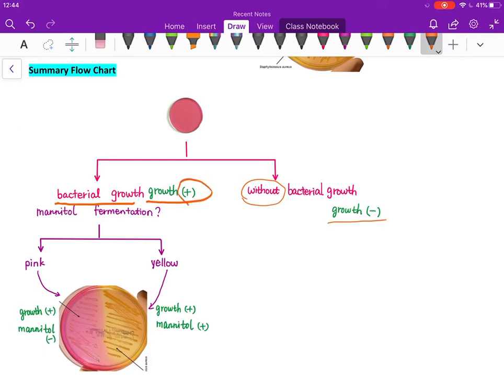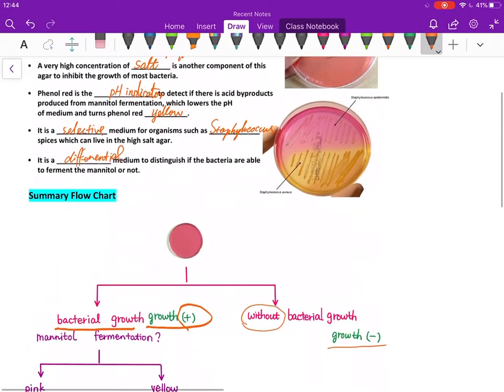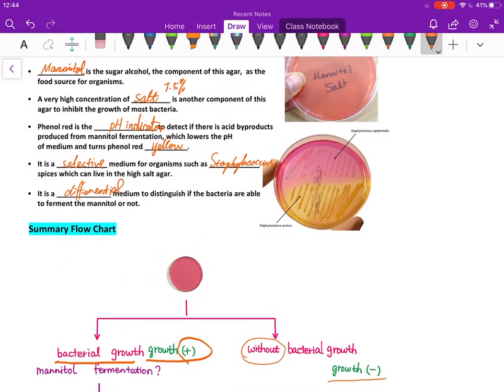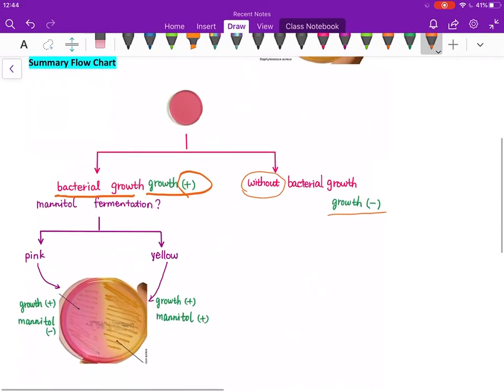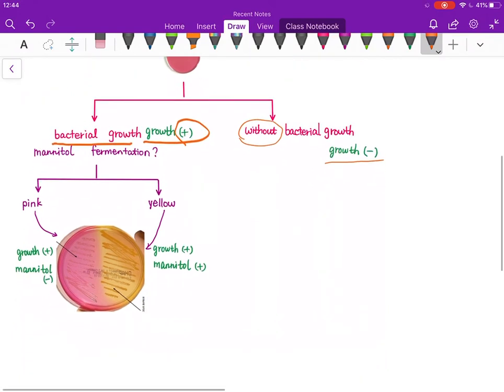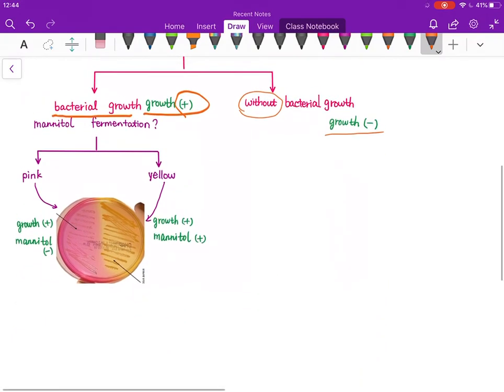Next, you need to check if there is mannitol fermentation. So how do we check for mannitol fermentation? Like we mentioned here, if the phenol red turns yellow, it means acid is produced by the mannitol fermentation. Here on this agar, on the right side, we can see it turns yellow, which means the bacteria here can ferment the mannitol. So we record it as mannitol positive.